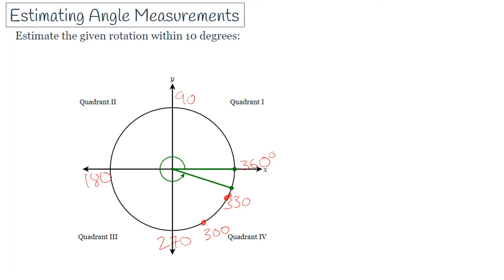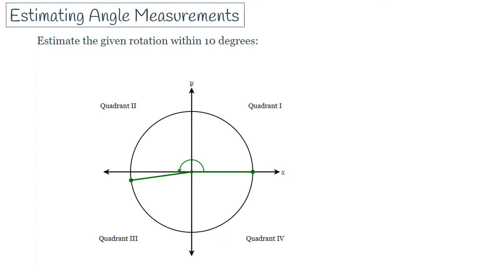So you can see this is kind of close to 330. It's a little bit more. So a little bit more than 330 would be maybe 340 degrees. And that should be good enough right there. All right. Let's look at one more here.